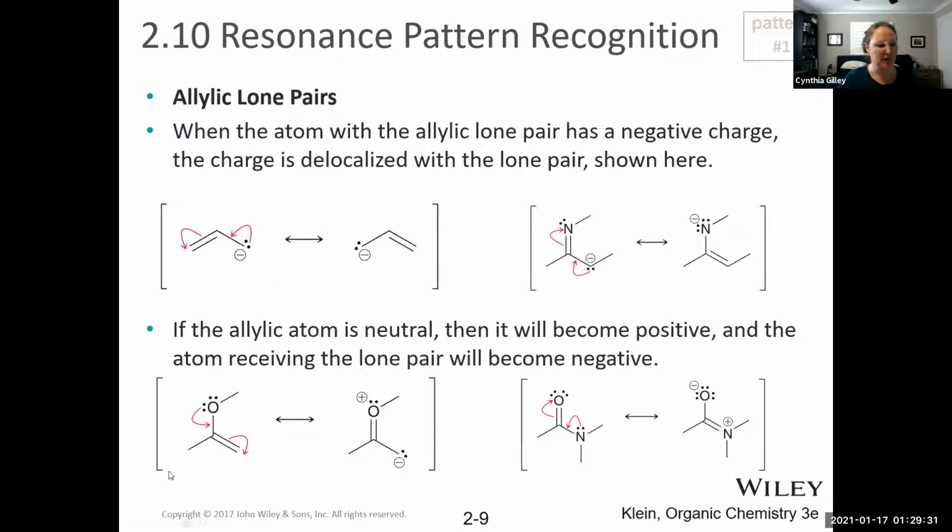When you start with something that's neutral and has no formal charge, and you're doing the allylic lone pair pattern, the second structure will have shifted the electrons, which also shifts the formal charge. So now we need to draw both a positive and a negative, which is a net zero charge, the same as the net zero charge in the first structure. So we will generate both a positive and a negative charge when starting with something that has no formal charge and doing that pattern.